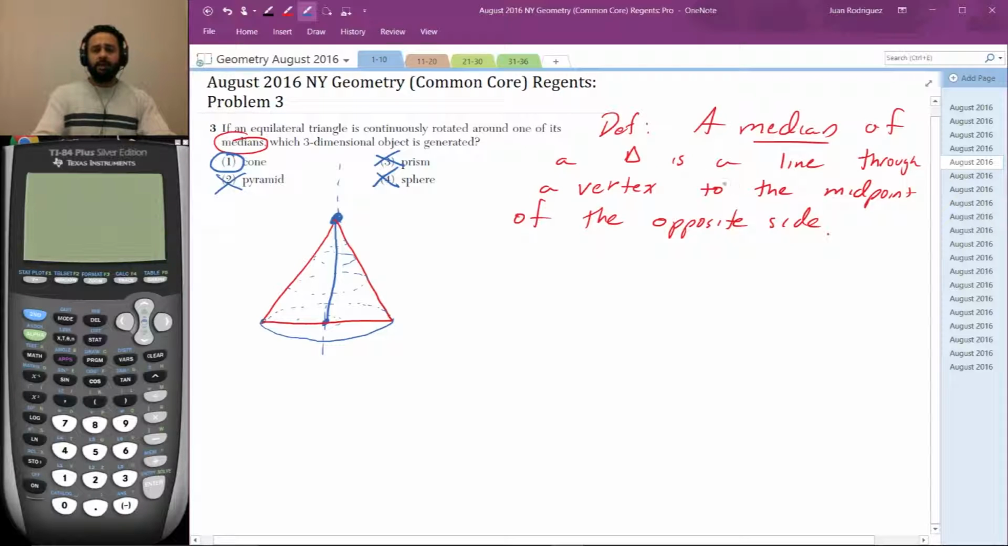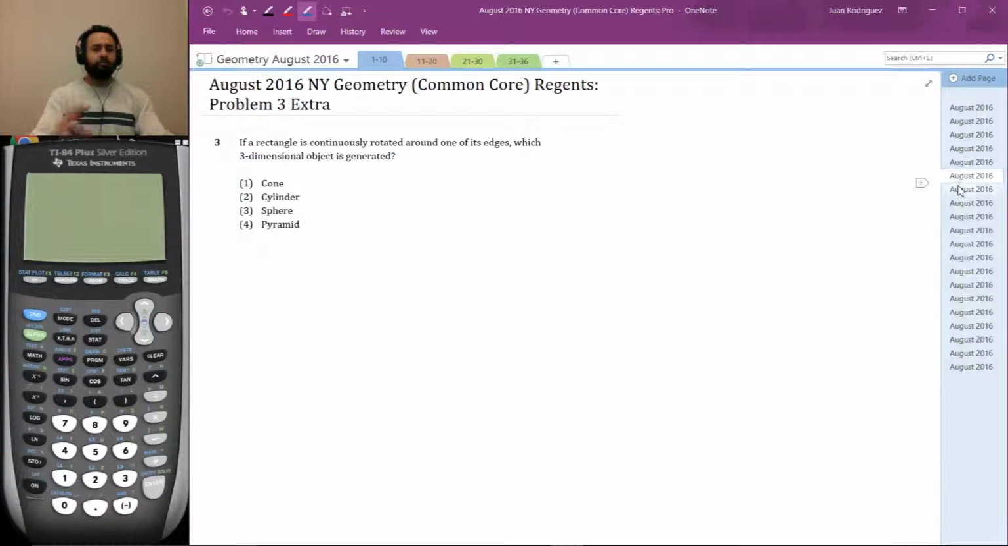All right, so let's do a very similar one. They love asking this kind of question, and it could be a gimme if you draw a diagram. So this next one, highly recommend trying it on your own, drawing a diagram, see what you get. If a rectangle is continuously rotated around one of its edges, which three-dimensional object is generated? Pause the video, try it on your own, see if you get the right answer.